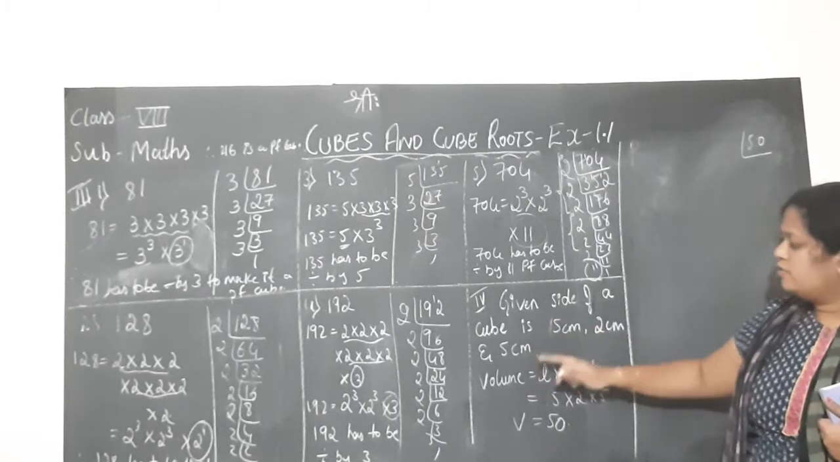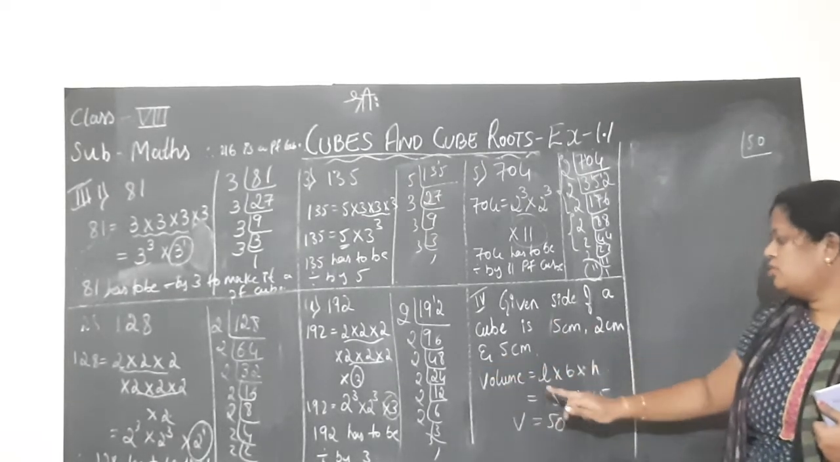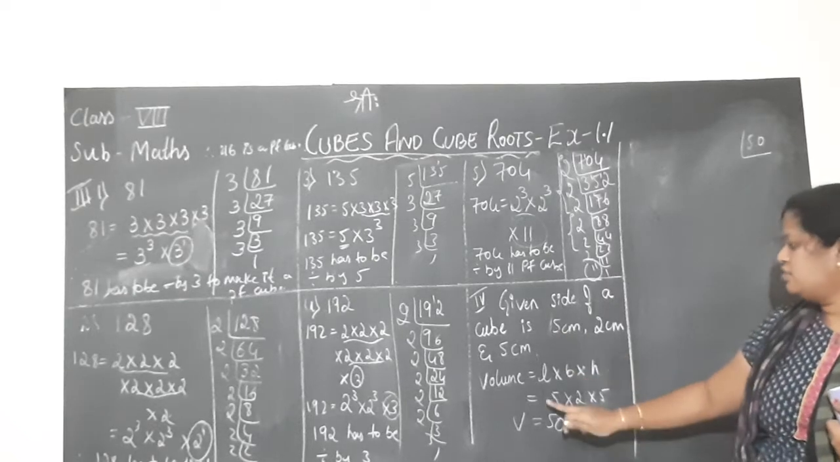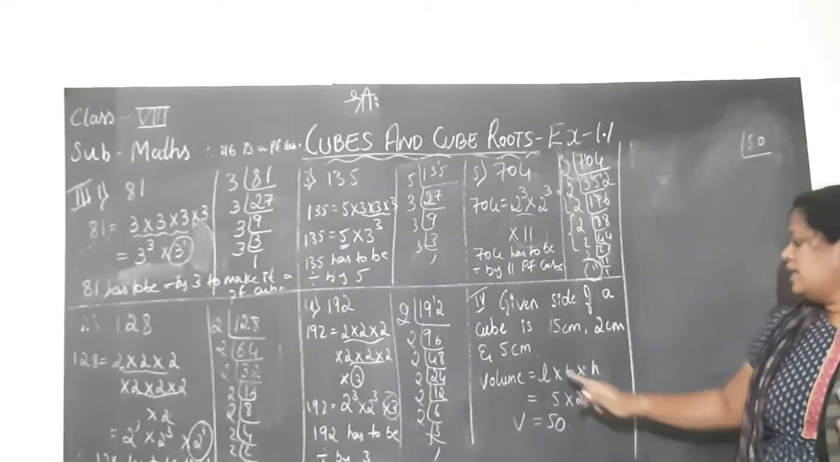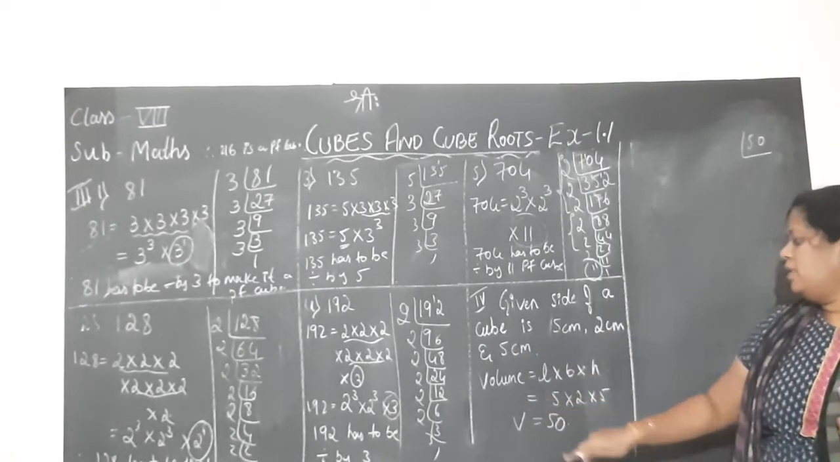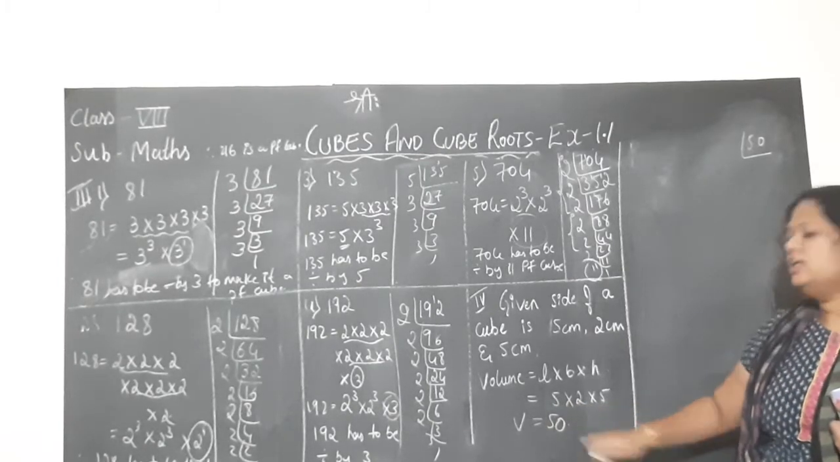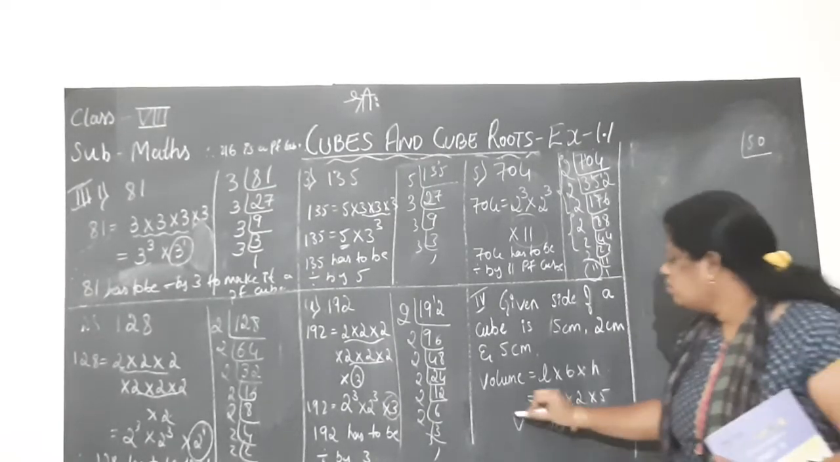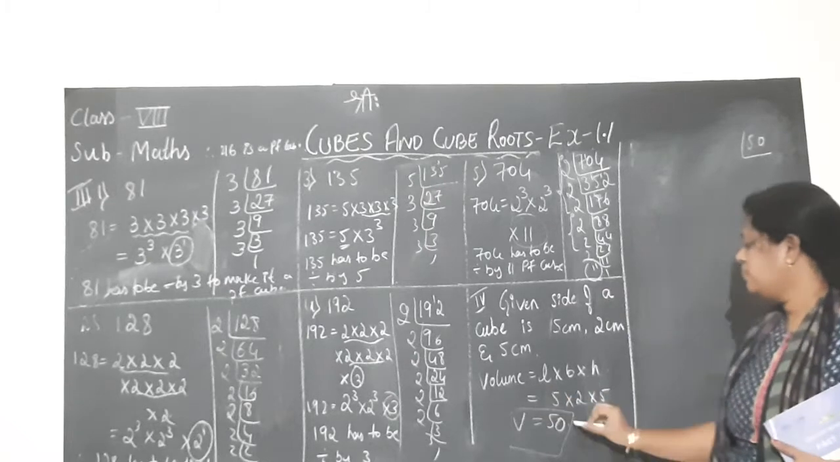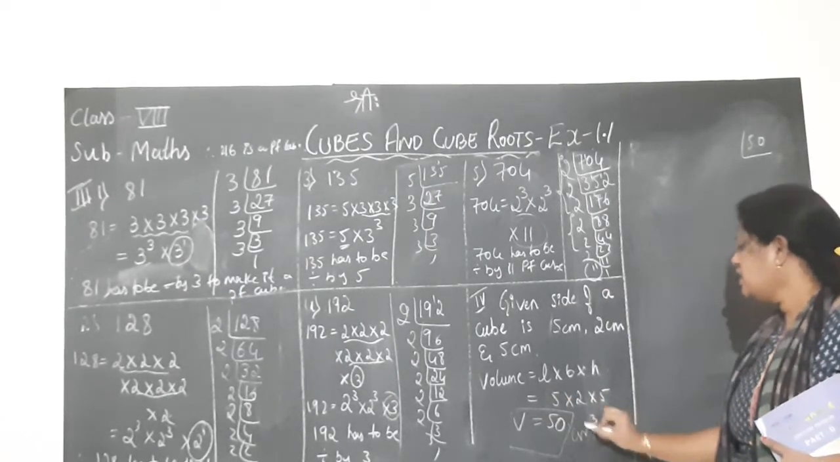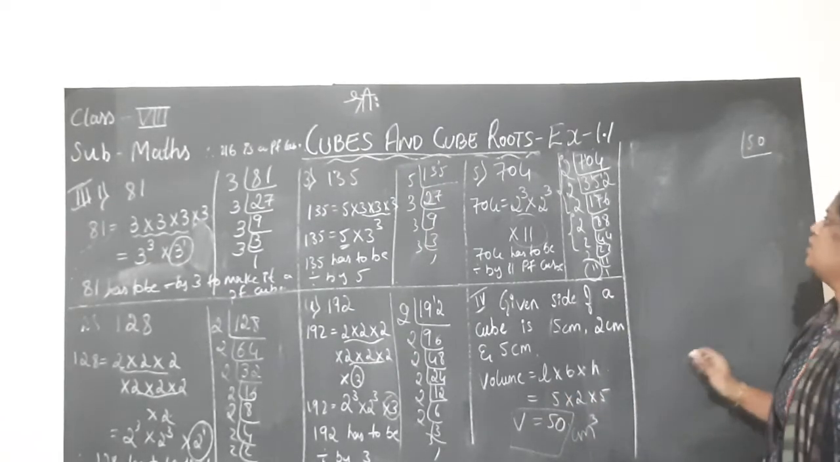So, what are we finding? Volume totally. So, length into breadth into height. Length is 5, breadth is 2, again height is 5. When you multiply, what do you get, children? 5 2s are 10, 10 5s are 50. Volume we got as 50. All are in centimeter, and this is centimeter cube unit.